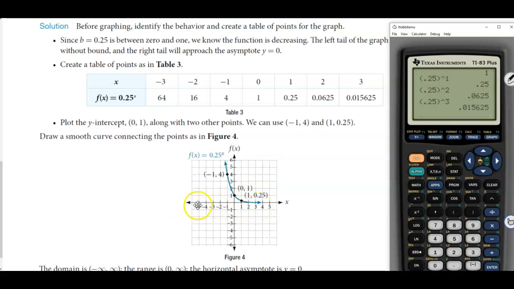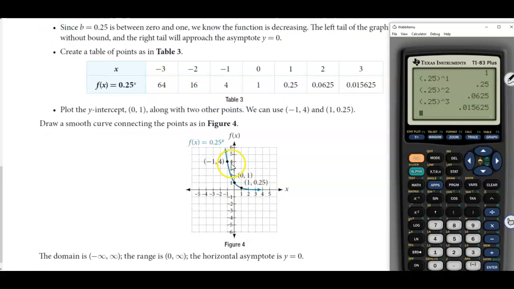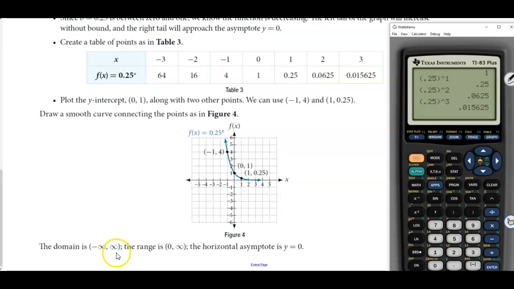Again, the domain, all the x-axis values, is negative infinity to positive infinity, and the range goes from 0 to infinity. So again, the domain is negative infinity to positive infinity. The range is 0 to infinity. And the horizontal asymptote is at y equals 0.